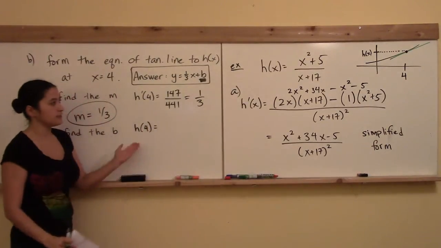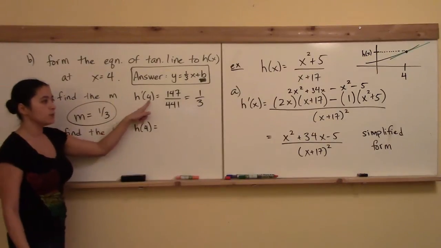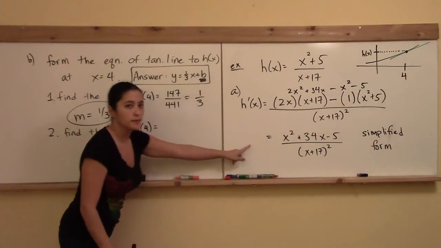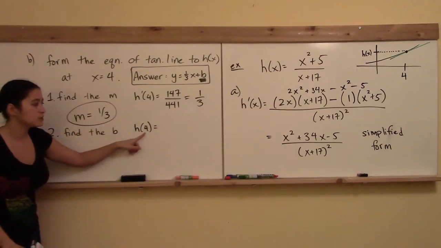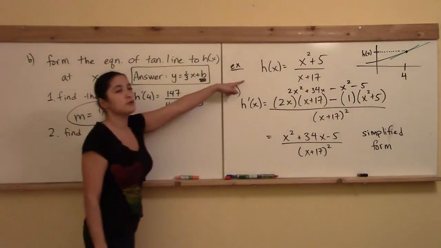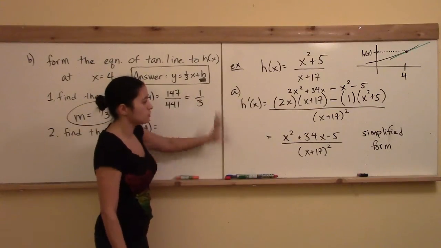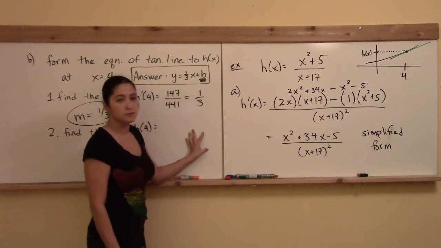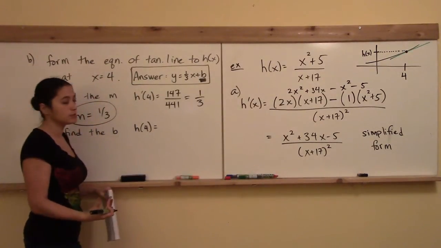Okay, now notice the difference. Step 1, find the m. Plug in the value x equals 4 into h prime. Step 2, find the b. Plug in the value of x equals 4 into h of x. That's the difference. You wouldn't believe how many times I've seen students flip-flop those two things. So be very careful in your understanding of where you're supposed to plug in the 4.